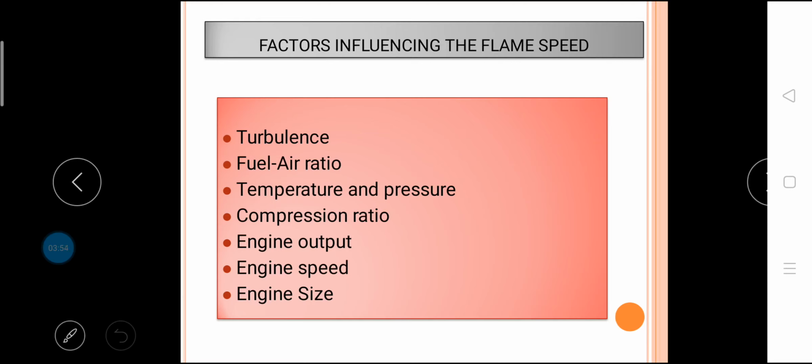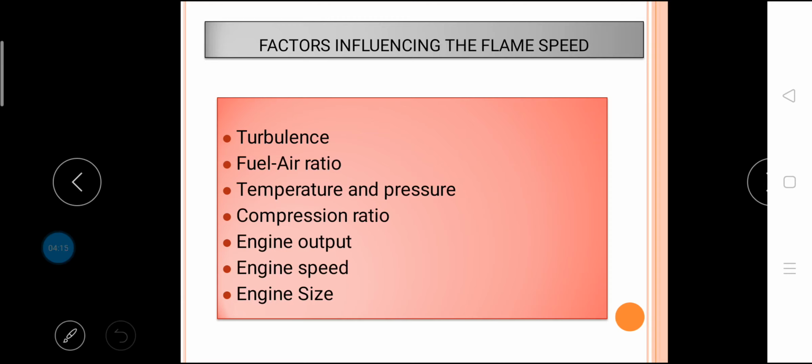Increased compression ratio reduces the clearance volume and therefore increases the density of the cylinder gases during burning. This increases the peak pressure and temperature, and the total combustion duration is reduced. Thus, engines having higher compression ratios have higher flame speeds.